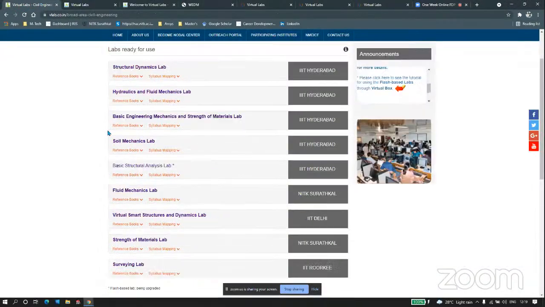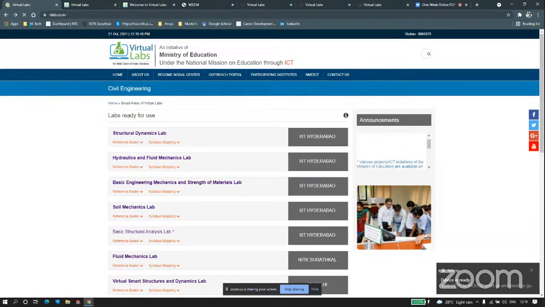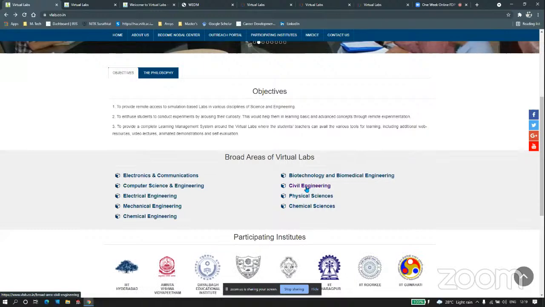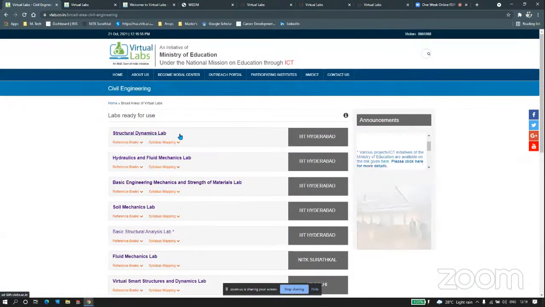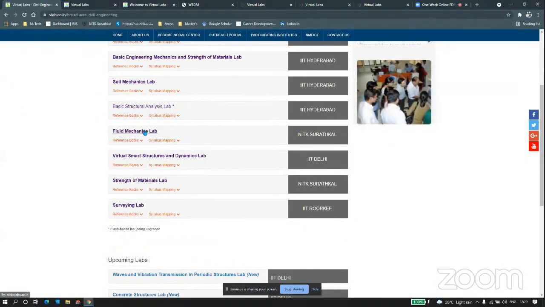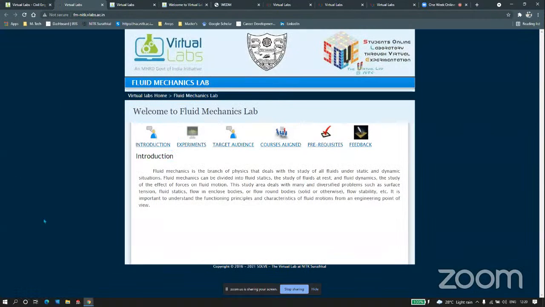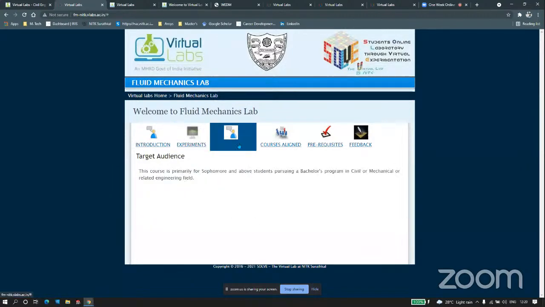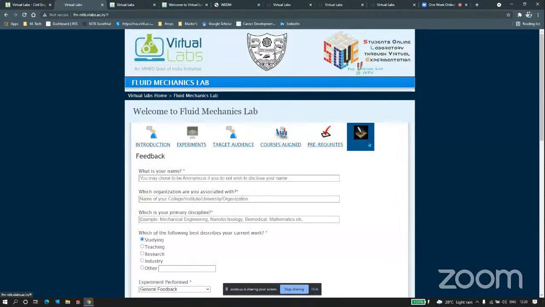Yeah. So as I was saying, few of the labs are common to mechanical and civil. So I'll find labs like fluid mechanics under the civil engineering broad area. If I click on that and scroll down, I can find the fluid mechanics lab by NIT Surathkal. I'll be demonstrating one of the experiments in this lab. The interface is very similar to what was previously explained by Stephen. I'll get an introduction to the lab and all the experiments under this lab. There are 5 experiments in this lab. I'll get the target audience, the course aligned, prerequisite, and feedback, which is very similar to what Stephen has already explained.